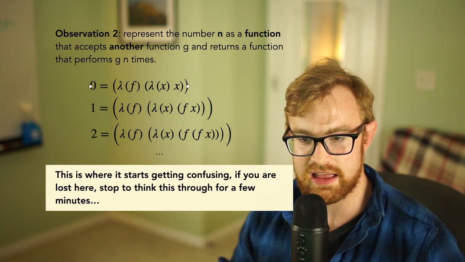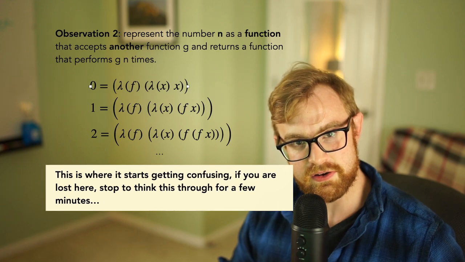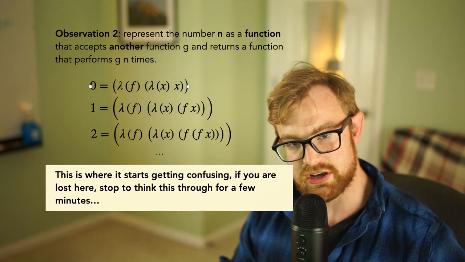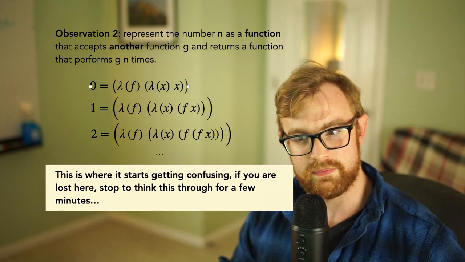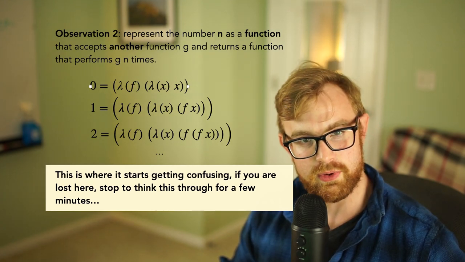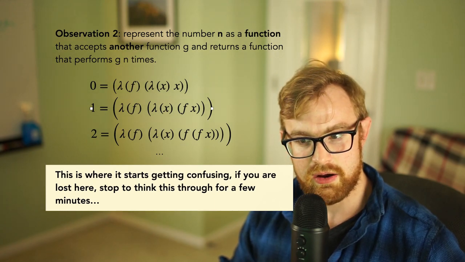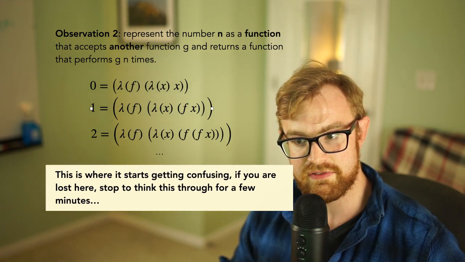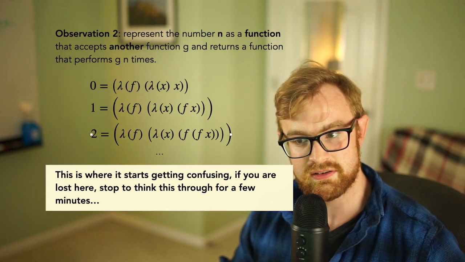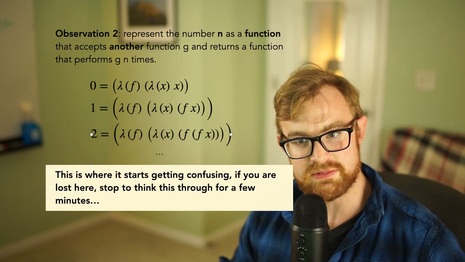But remember, at a high level, we represent a number n by a function that takes another function and then does that function n times in a row. All right, so for 0, it does f 0 times. For 1, it does f 1 time. For 2, it does f 2 times. All right, but it's a function that takes some function f and then gives us back another function that takes x and then does f n times to x.